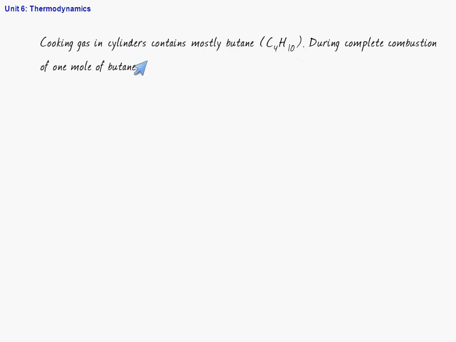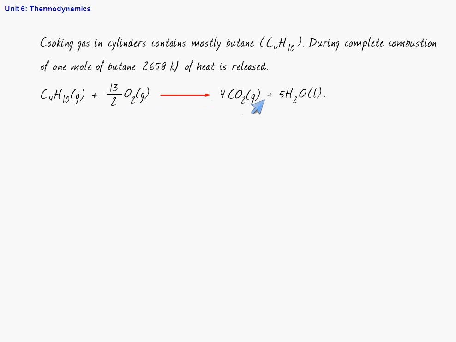Similarly, cooking gas in cylinders, LPG cylinder, contains mostly butane, C4H10. During complete combustion of 1 mole of butane, 2658 kilojoule of heat is released. So, how can you write this? It can be written like, C4H10 gas plus 13 by 2 O2 gas gives 4 CO2 gas plus 5 H2O liquid. Now delta CH naught is equal to minus 2658.0 kilojoule per mole.